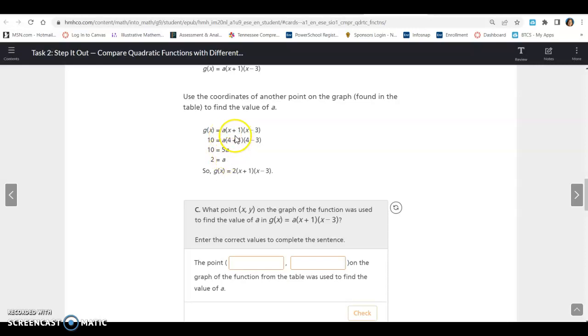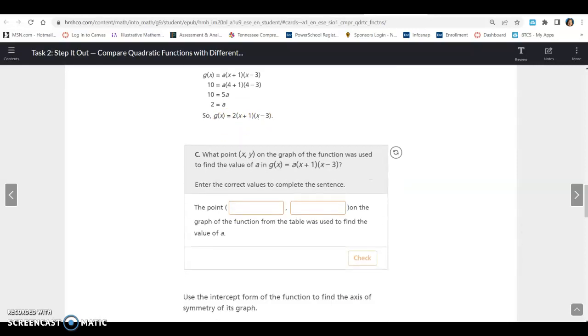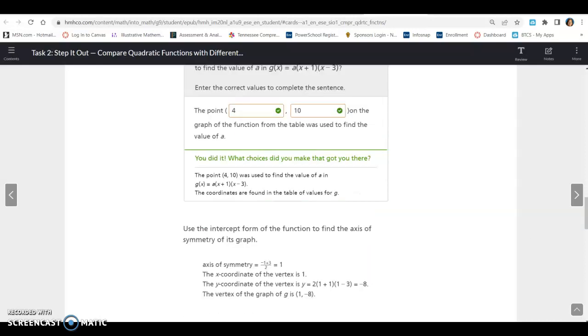So now you can take the same factors here and now use the a value to write it in intercept form. So g of x equals 2 times x plus 1 times x minus 3, and this is g of x in intercept form. What point, x and y on the graph of the function, was used to find the value of a? All right, so they used the point. You can see 4, 10. They used the point, just the ordered pair, 4 and 10, to plug it in on the graph of the function from the table to find a.